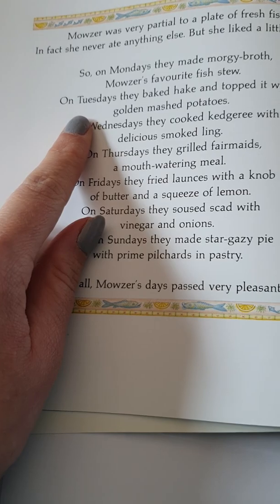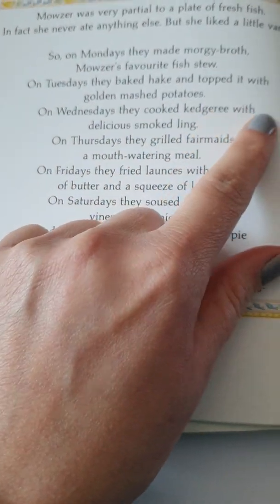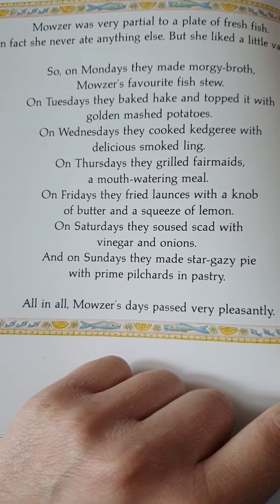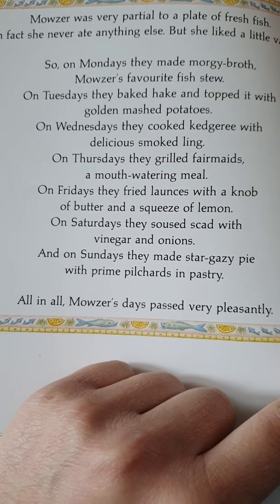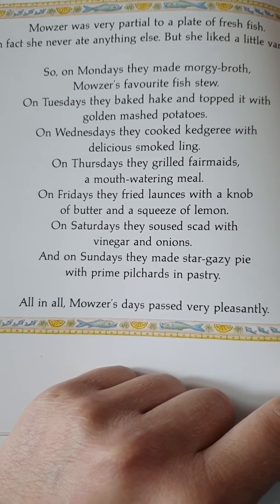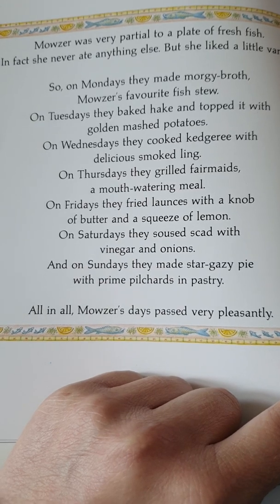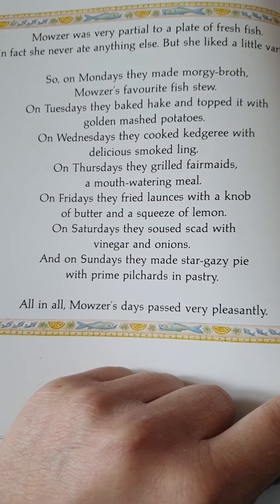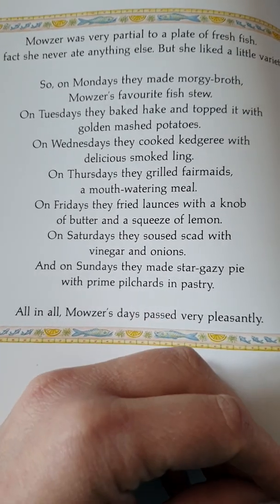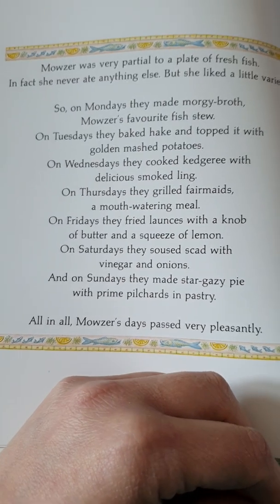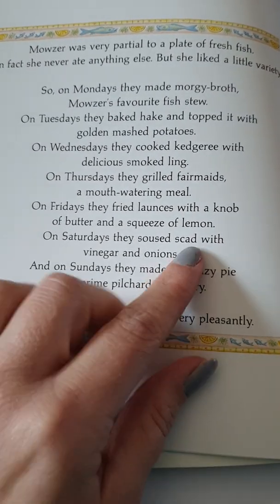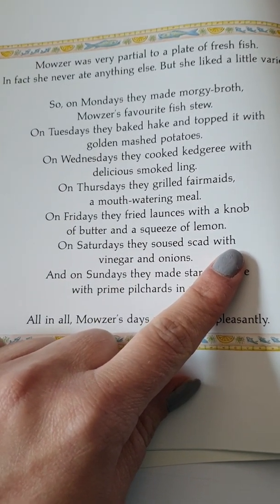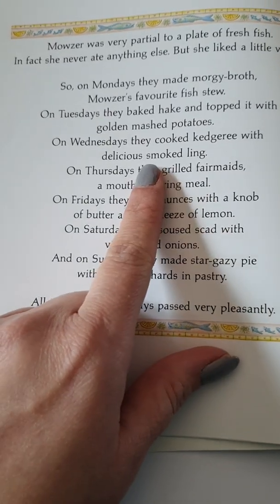So let's have a look. On Tuesdays, they baked hake and topped it with golden mashed potatoes. Again, if you look at all the examples on each day, they haven't just described the fish as fish. Not just launces, it's fried launces. It's not just a meal, it's a mouth-watering meal. They're not just fair made, they're grilled fair made. So the food has been described on how it has been cooked, the smell, the taste. And the author in the book has extended it with, and we've also got examples extended with that.